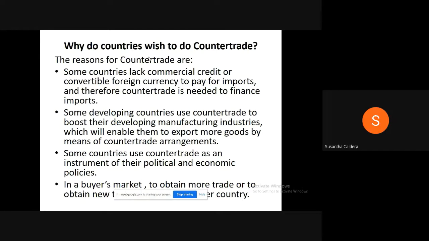Why do countries wish to do counter trade? The main reason for counter trade is some countries lack commercial credit or convertible foreign currency to pay for imports, right? And therefore, counter trade is needed to finance the imports. Luckily, we are not like that. We can pay in foreign currencies. Now, in time to come, how do we know whether we'll have to go back to counter trade, where the things are happening in our country, right? We can't do the payments, no foreign currency.